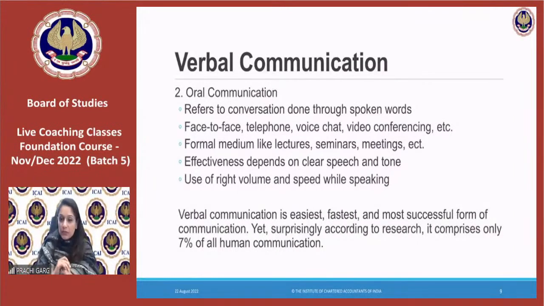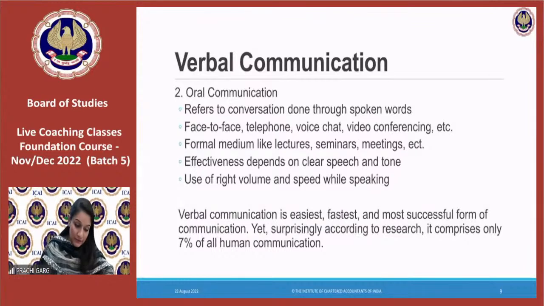Now we have so many, for example, this is a lecture. So these are the formal mediums. Oral communication is used for formal communications as well, like this lecture. Then you have seminars where one person is talking and the other person is listening. When there is a meeting going on, everybody is discussing things orally. So in all of these places we use oral communication.